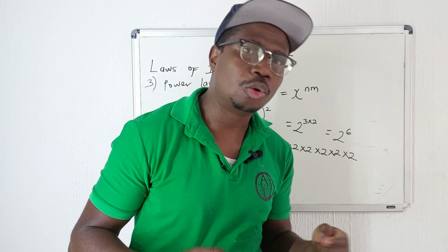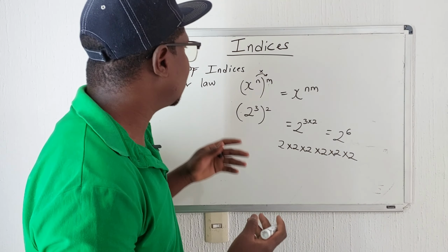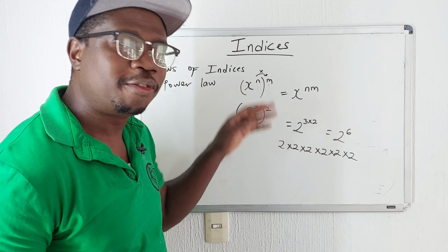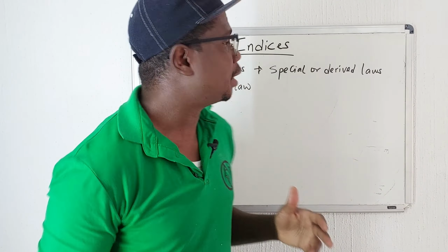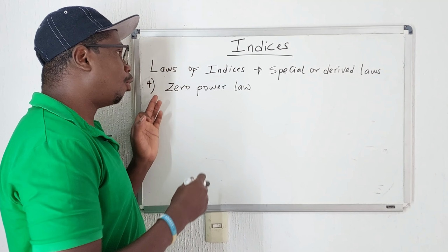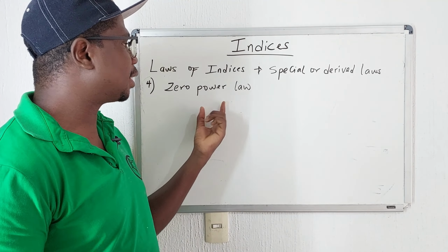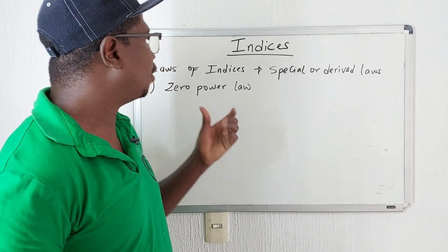So subsequently now we'll be doing what we call the special laws. These are laws derived from the first 3 basic or fundamental laws. Now these are the special or derived laws, starting from law 4, the zero power law, and subsequently they are derived from the fundamental laws.